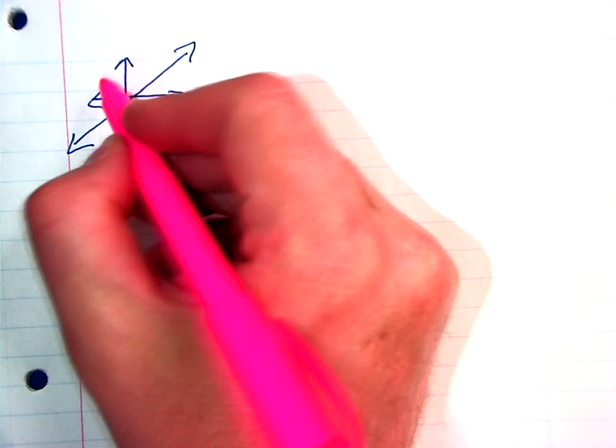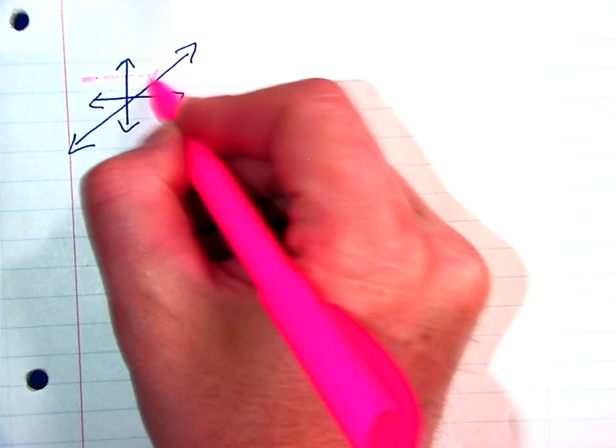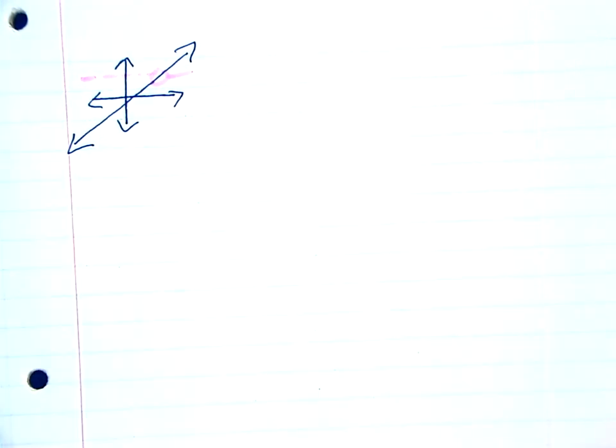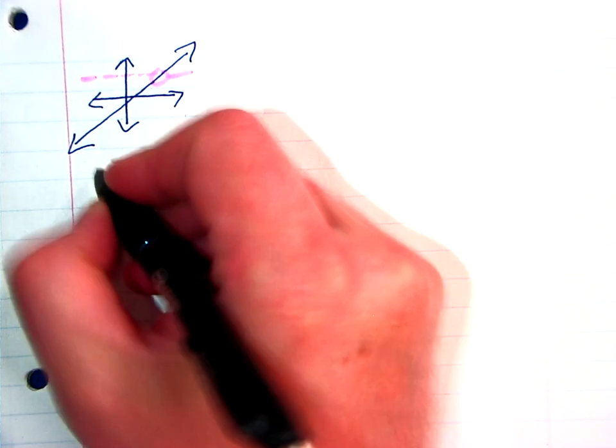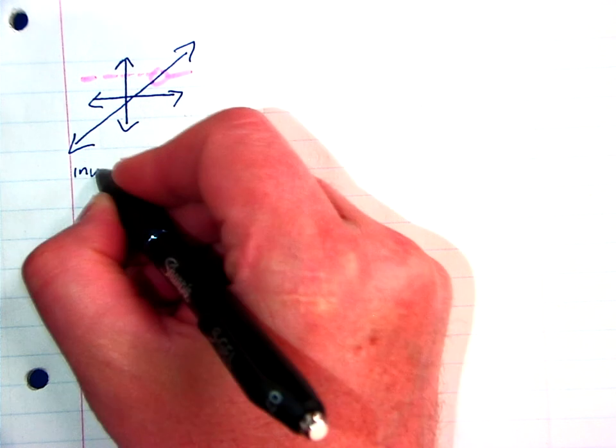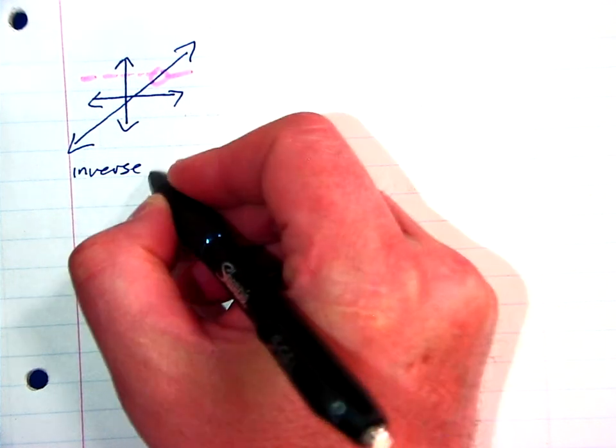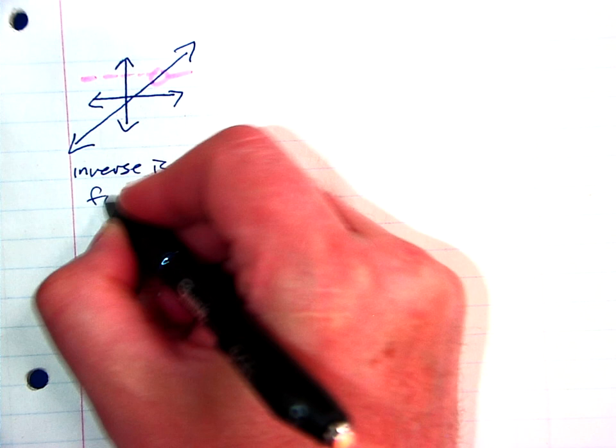All right, so if I have a horizontal line, how many times can a horizontal line cross a diagonal line? Only once at a time. So therefore, this one, its inverse would be a function.